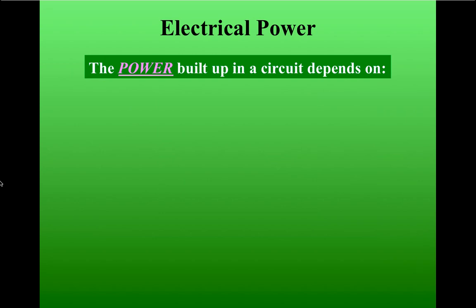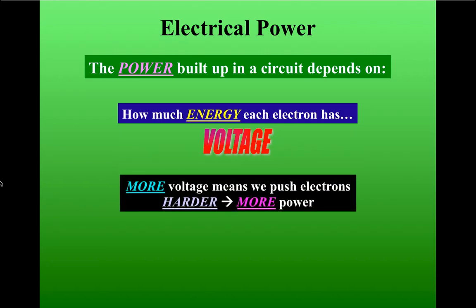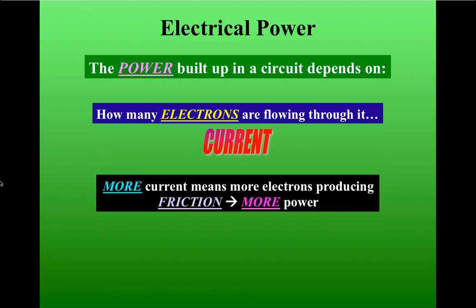The power built up in a circuit depends on how much energy each electron has. That's what we call voltage, electrical potential energy. More voltage means that we push electrons harder, which is going to yield more power. They have a direct relationship. It also depends on how many electrons are flowing through it, and that we call current. More current means more electrons are produced through friction, which yields more power. Again, a direct relationship.